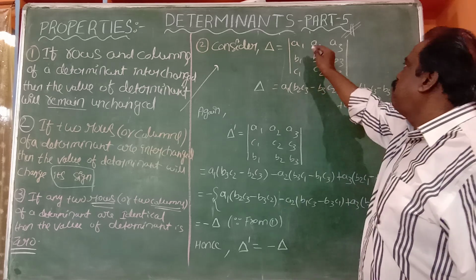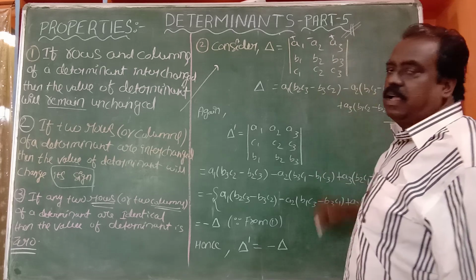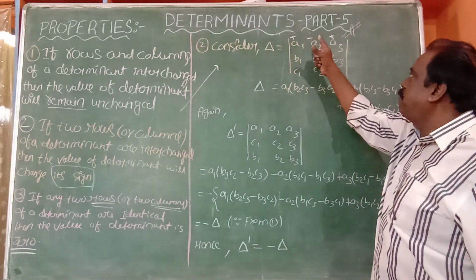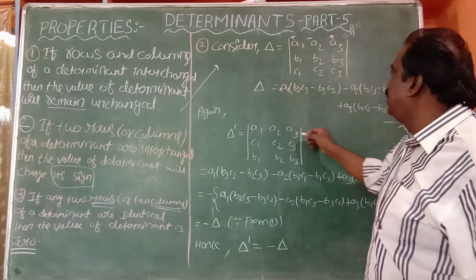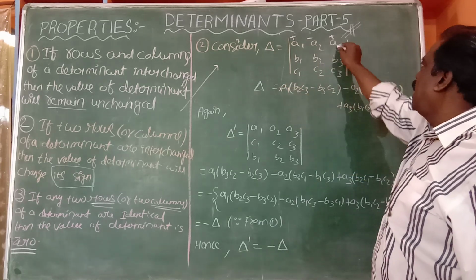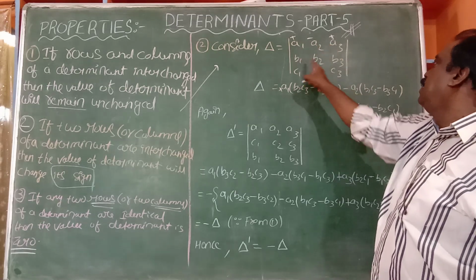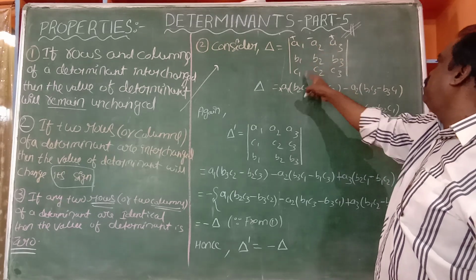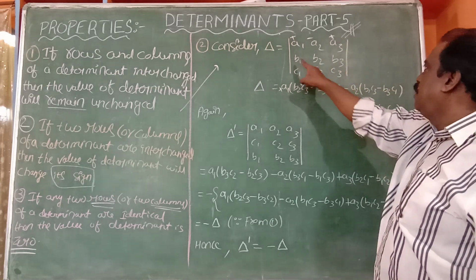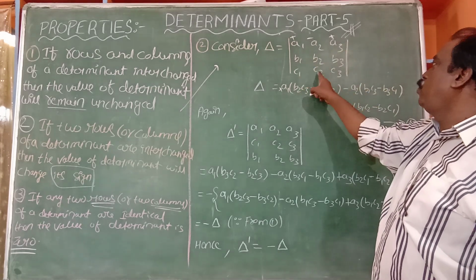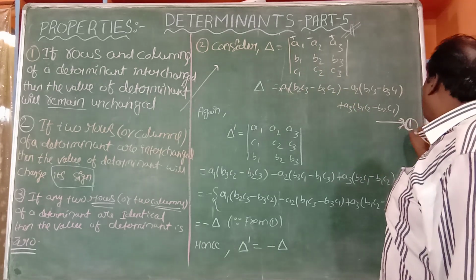Every time I am telling, the signs are plus, minus, plus. So it is a plus, here it is minus, again it is a plus. Here A2, row and column deleted, B1 C3 minus B3 C1, plus A3, deleted, B1 C2 minus B2 C1. So this is equation 1.